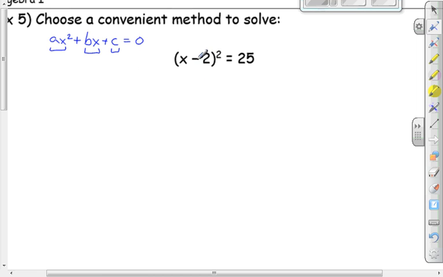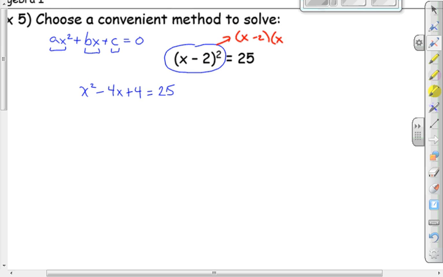In order to accomplish that, I'm going to have to evaluate or expand this binomial that's being raised to the second power. When I do that multiplication, the result will be a trinomial. x squared minus 4x plus 4 is equal to 25. If you're unsure how I got that, just think x minus 2 times x minus 2 and double distribute.